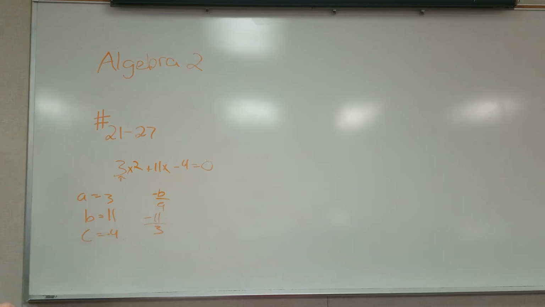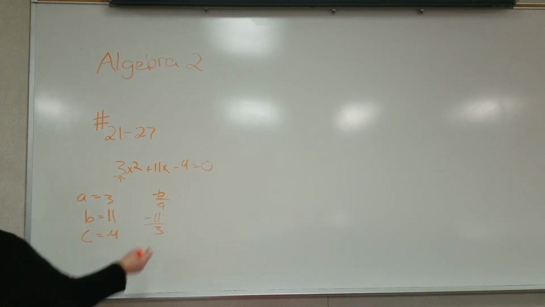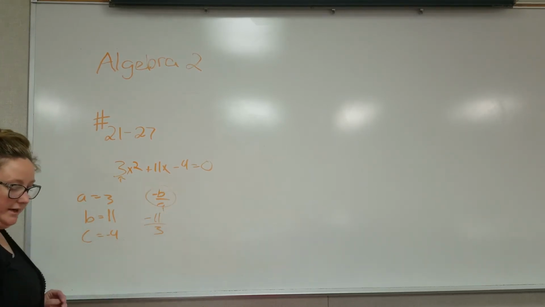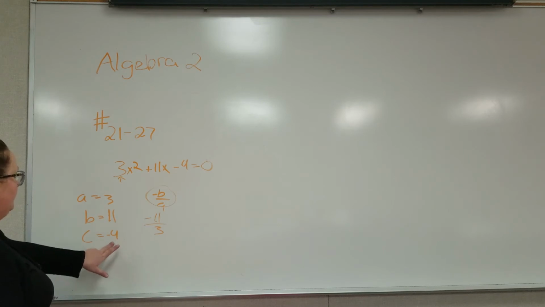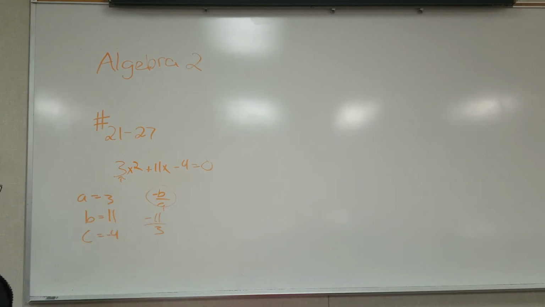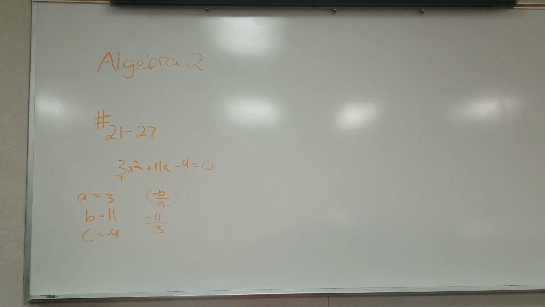All right. And then on problem number 24, they say the sum of the roots is the same as, and you just have to put negative b over a. And then the same thing for problem 25. They say, what is c over a equal to? Well, c over a is going to be negative 4 over 3. And then on 27, they say the product of the roots is the same as, and you're going to put c over a, because that's what it equals.